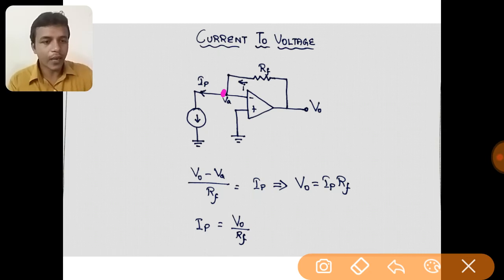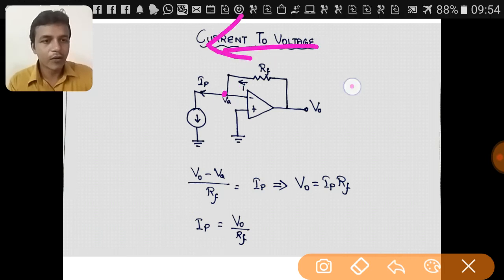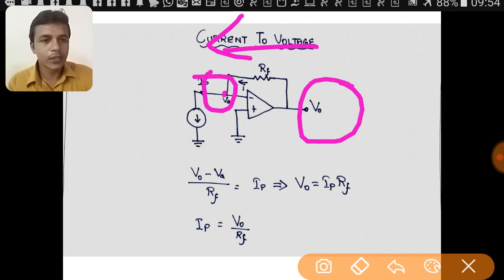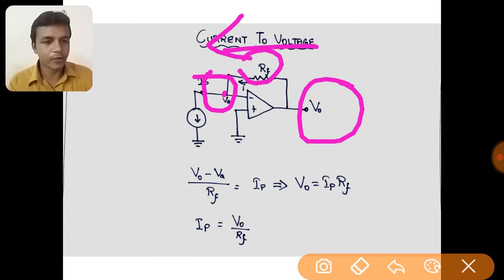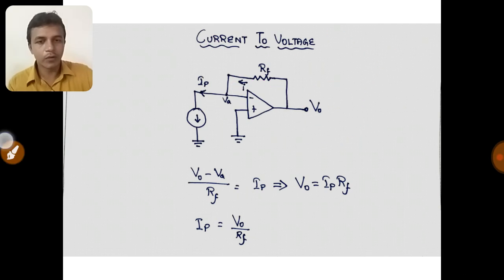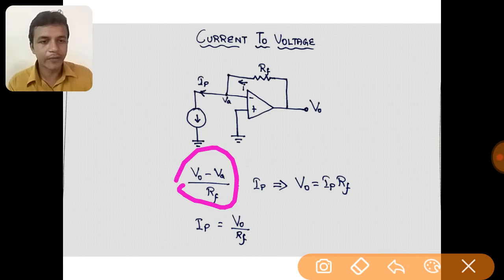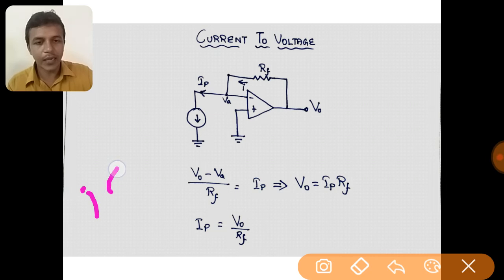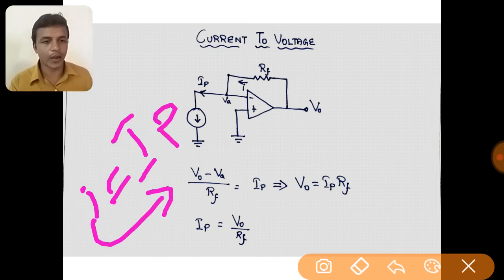So how can we write I at this node applying Kirchhoff's current law? Here the current is flowing in this direction from this point to this point, and in between we have RF. So I can be written as V0 minus VA divided by RF. That is equal to IP. Since we know that I is equal to IP, I is nothing but V0 minus VA divided by RF.